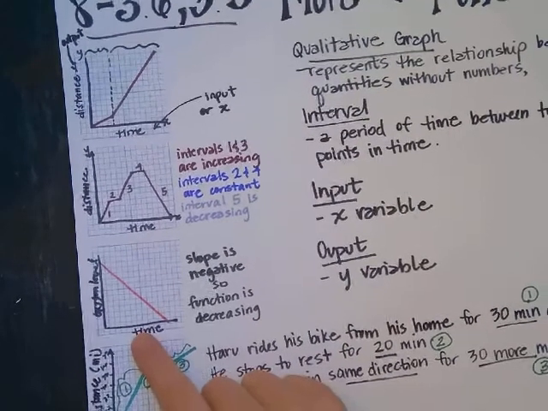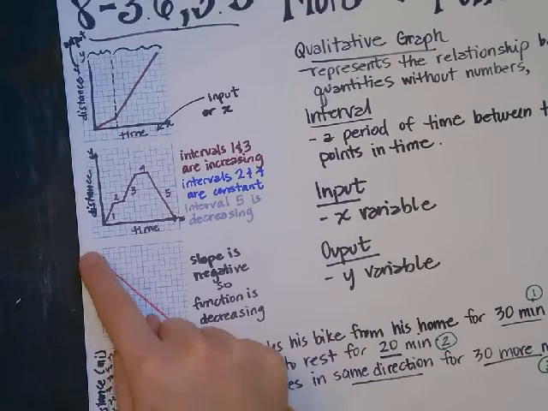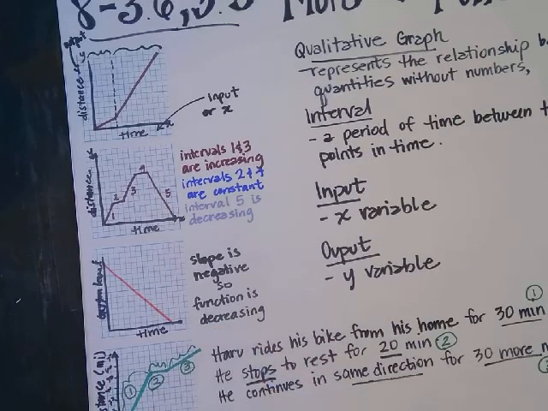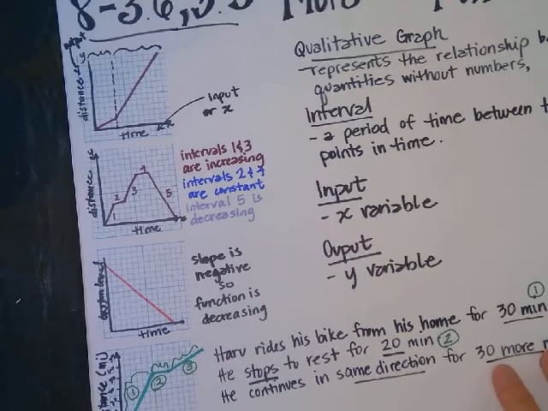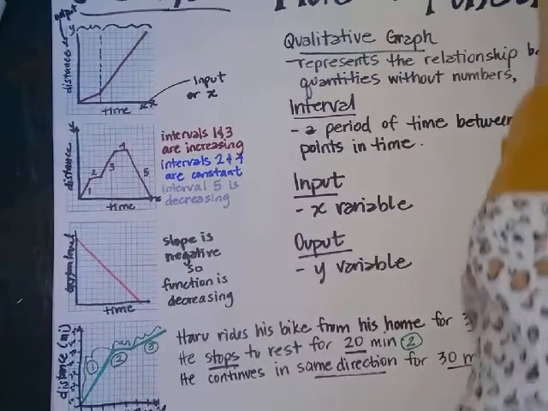In the third example here, you can see that the slope is negative, and that's because we can see that it's going from the left side of the graph to the right side, and it's going down. So it's a negative slope, and the function then is decreasing. And then lastly, I want to look at this example.